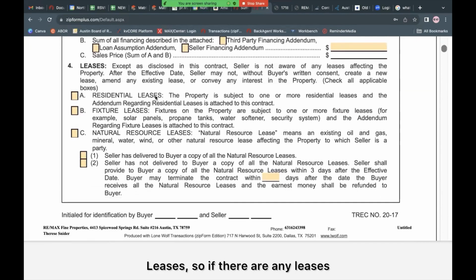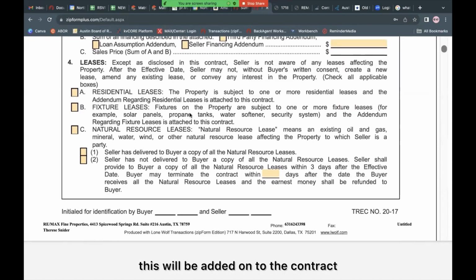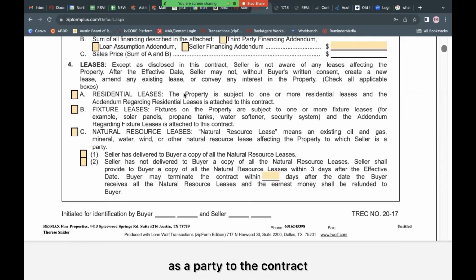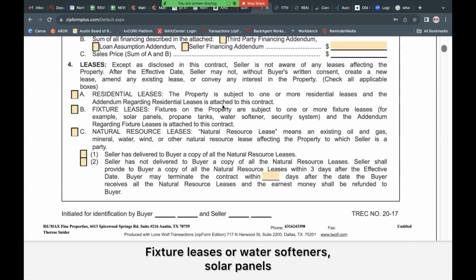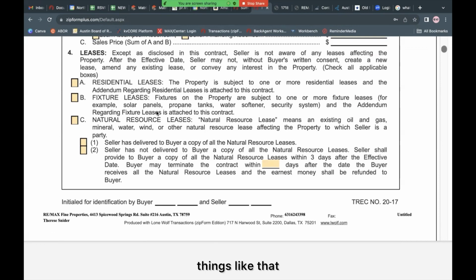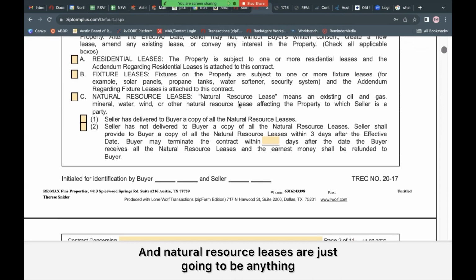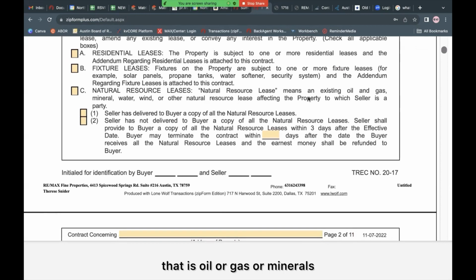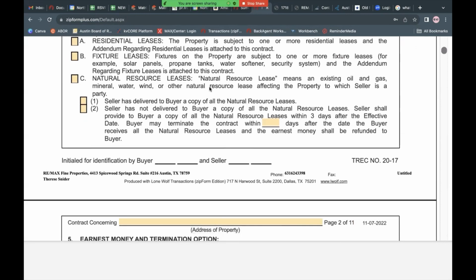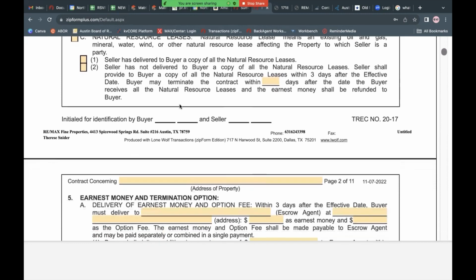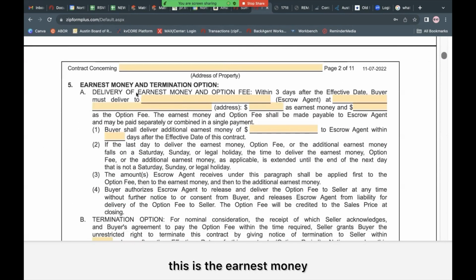Leases. So if there are any leases, this will be added on to the contract as a party to the contract. So residential leases, that's going to be, for a rental, if you have a tenant in place, fixture leases or water softeners, solar panels, things like that. And natural resource leases are just going to be anything that is oil or gas or minerals that is affecting the property. If you scroll down here, this is the earnest money and termination paragraph.